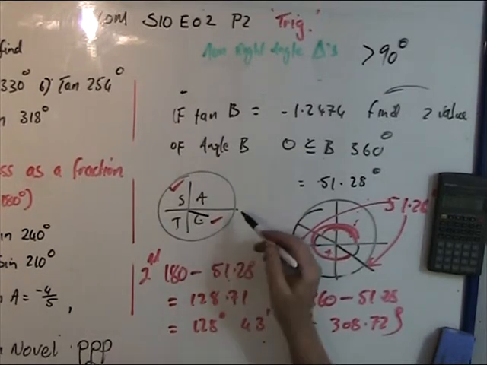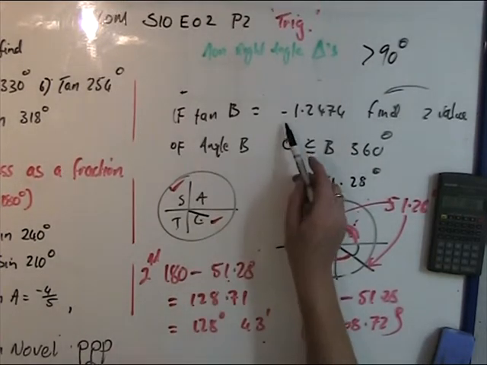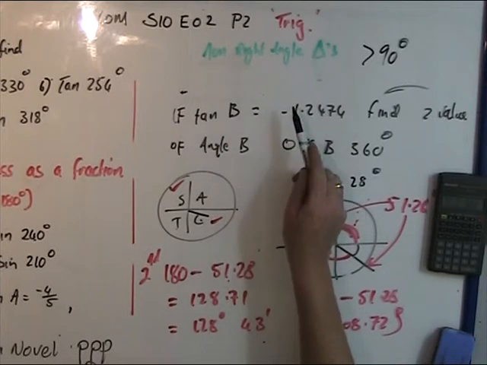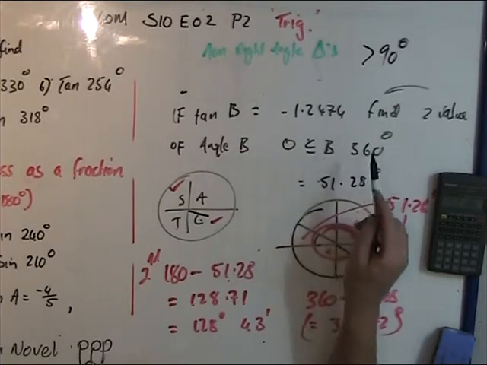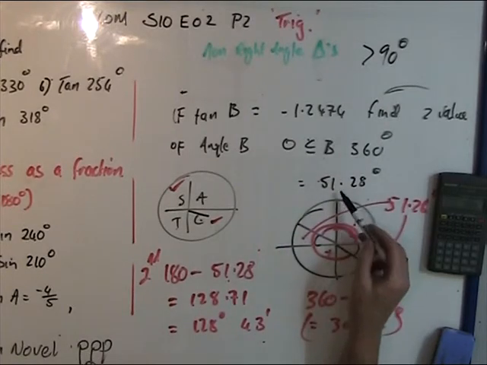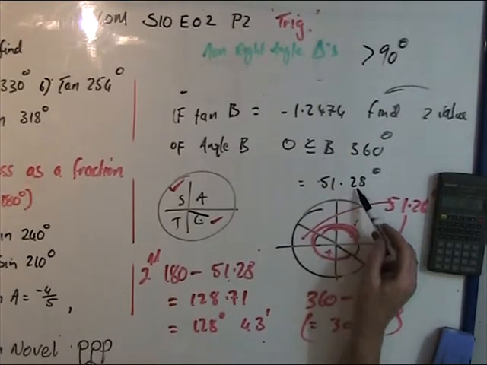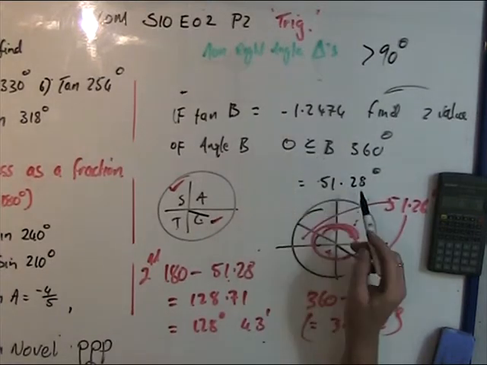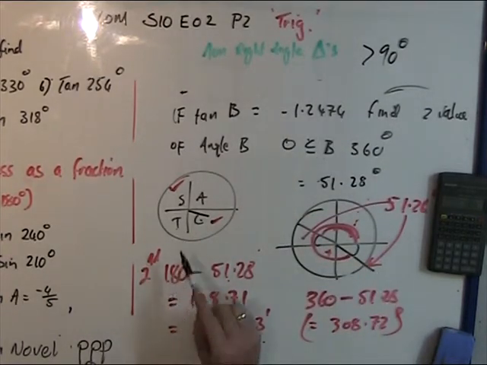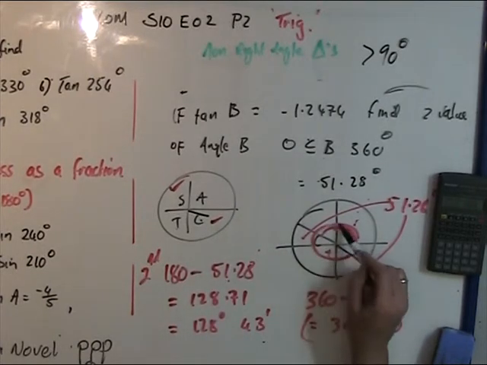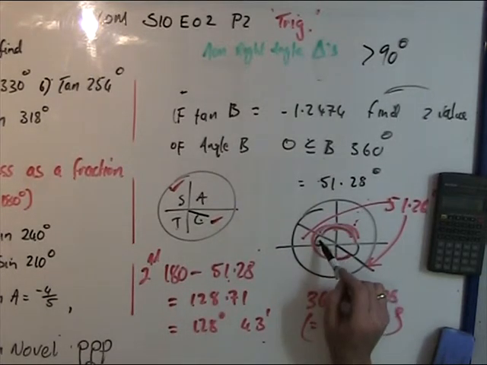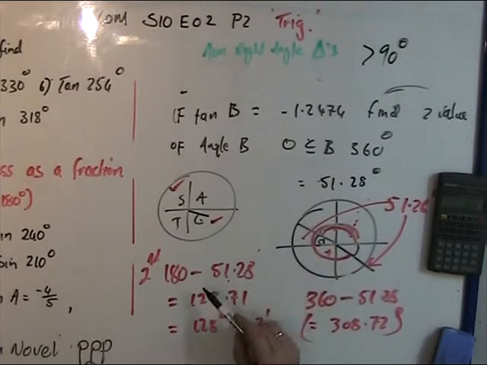I'm working out my quadrants first. I'm given a value of minus, so I know tan is negative in the second and the fourth quadrant. I inverted to find out what the angle actually is, and I found that was 51.28. It's actually minus, so I have to take it away from 180 to find out what it makes with the positive x-axis. So I took away 51.28 and found that it was equal to 128 degrees and 43 minutes.